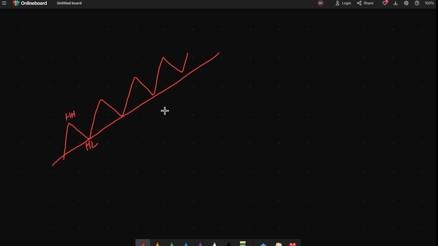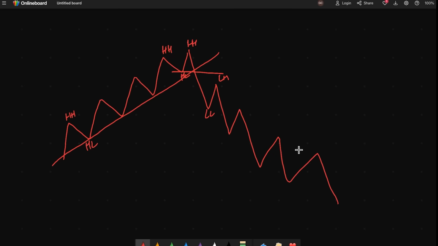Now, a simple reversal pattern is where the swing, okay, this will be known as a swing, gets broken and gives us something like that, a lower low, okay? So it goes higher high, higher low, higher high, and then it gives us a lower low, and then a lower high, and then we're going down. And it's the same thing when we go from here. It's when the last swing gets broken.